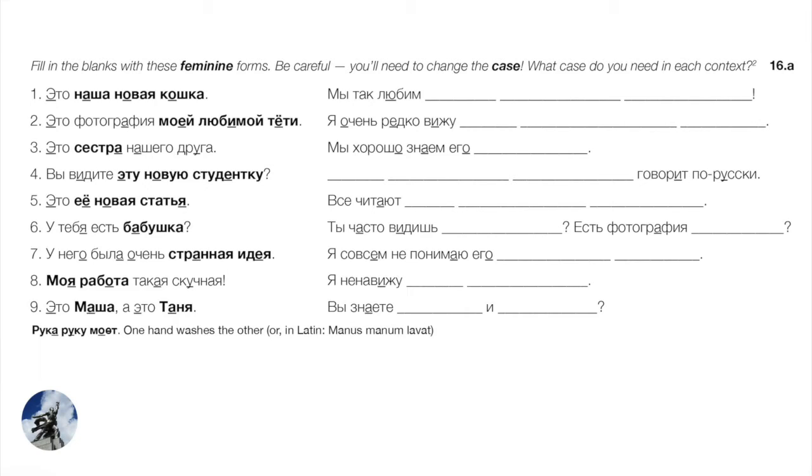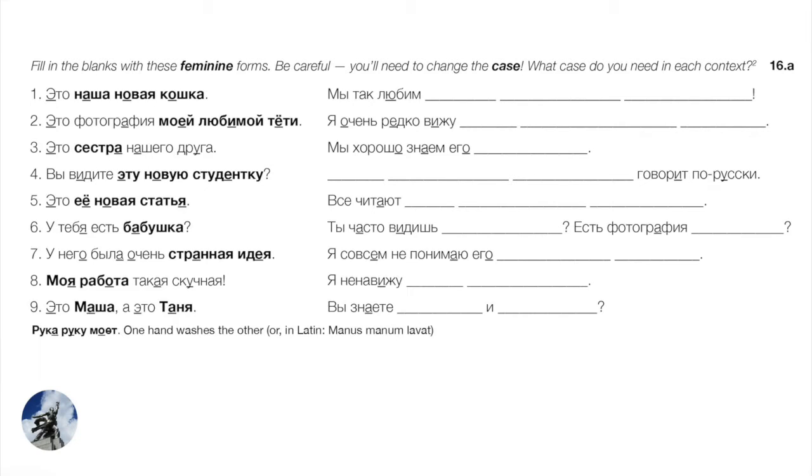Okay, number seven. У него была очень странная идея. He had a very strange idea. Right, a very strange idea was at him. Okay, second sentence. Я совсем не понимаю его blank. I completely don't understand his blank. Okay, looks like we need an accusative. Странную идею. I don't understand his strange idea at all. Совсем.